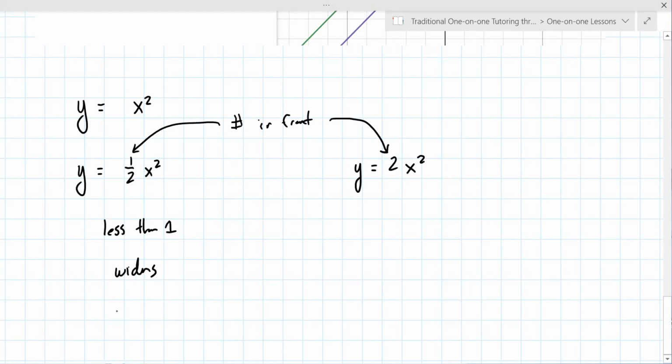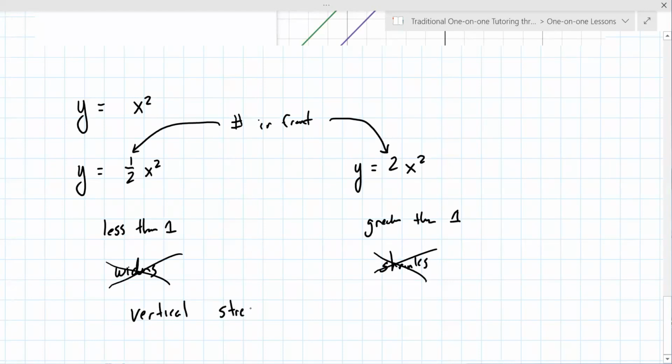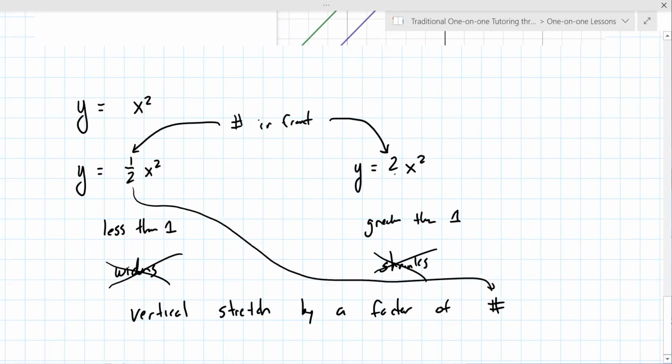And there's some variation on language here. This one, since it's greater than 1, shrinks the graph. But the language they use tends to be vertical stretch by a factor of, and it's whatever that number is. So it'd be a vertical stretch by a factor of 1/2 or a factor of 2.